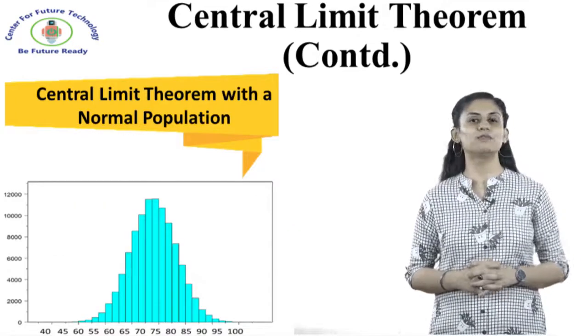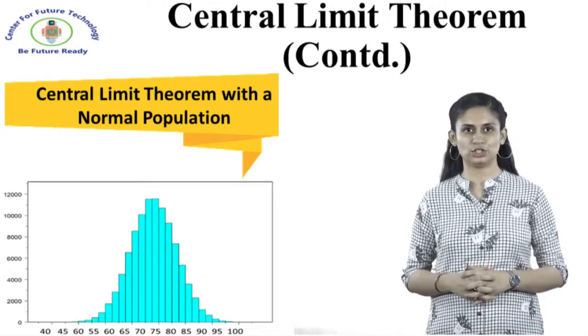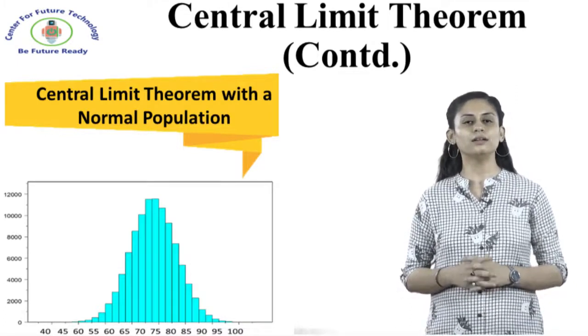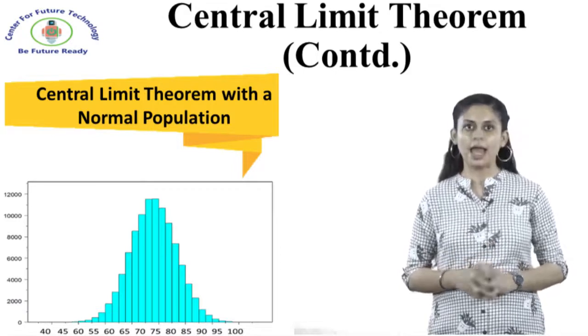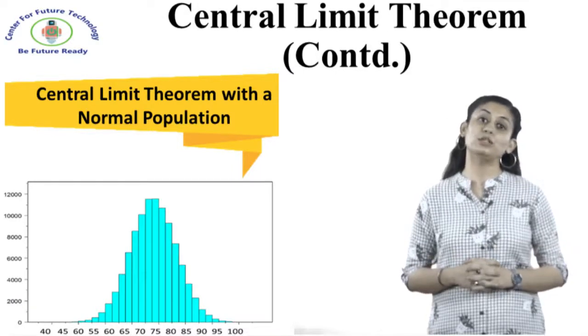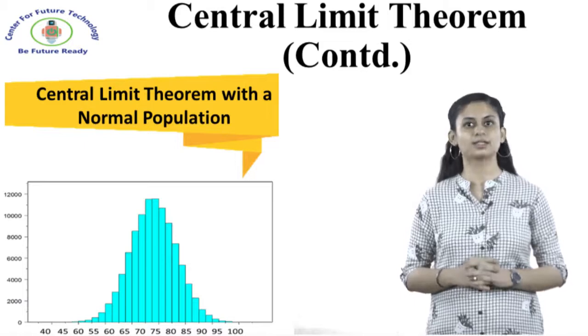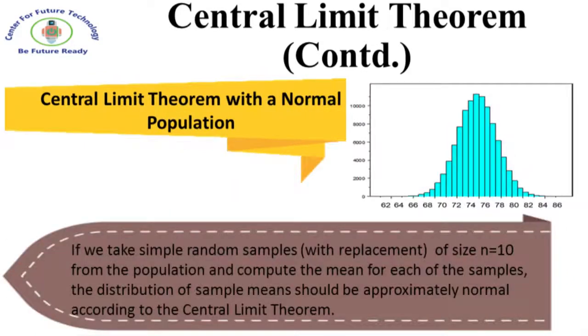Central limit theorem with a normal population. The figure illustrates a normally distributed characteristic in a population in which the population mean is 75 with a standard deviation of 8. If we take simple random samples of size n equals 10 from the population and compute the mean for each of the samples, the distribution of the sample mean should be approximately normal according to the central limit theorem.